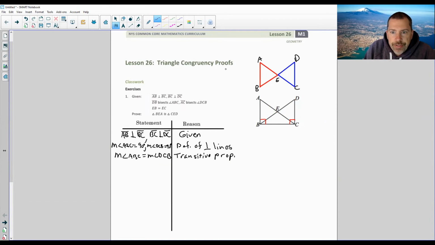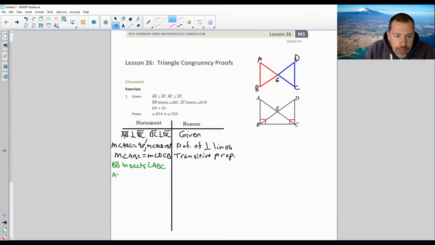So in my new diagram, well, the whole thing isn't there, so we still haven't been able to mark anything here yet. All right, so that's done. Now what else can we do? We have to go on to our next given now, so let's switch colors. So now we're going to do DB bisects angle ABC.